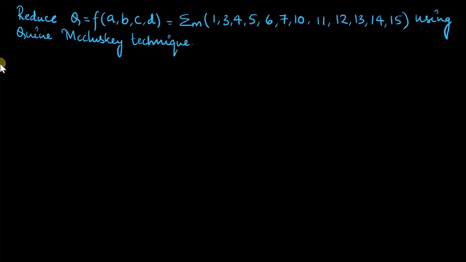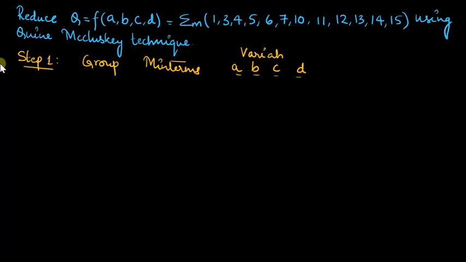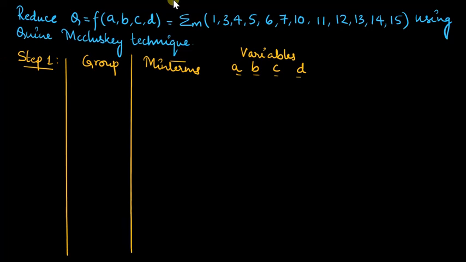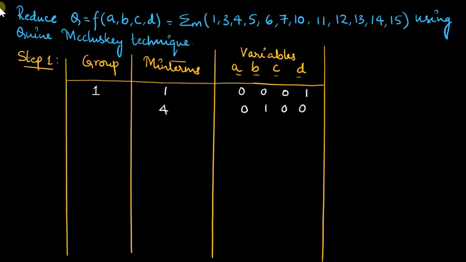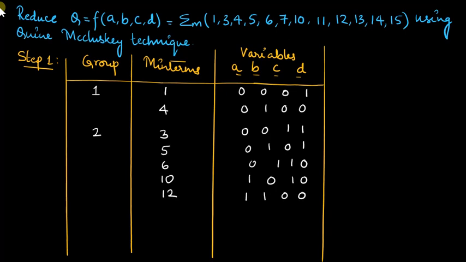The question says we need to reduce the function Q equal to f of A, B, C, D. Clearly it is a 4 variable function. I am going to do step 1 by grouping the minterms based on the number of ones present. So I have the first group, a second group with 2 ones, a third group with 3 ones, and so on.